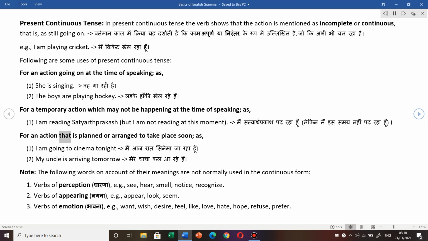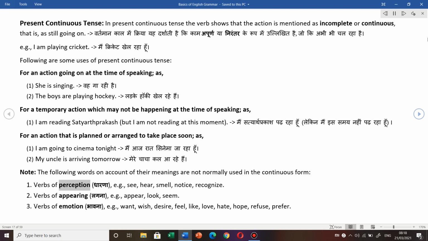For an action that is planned or arranged to take place soon, as: I am going to the cinema tonight. My uncle is arriving tomorrow. Note: The following words, on account of their meanings, are not normally used in the continuous form.